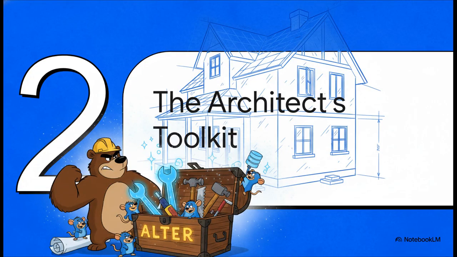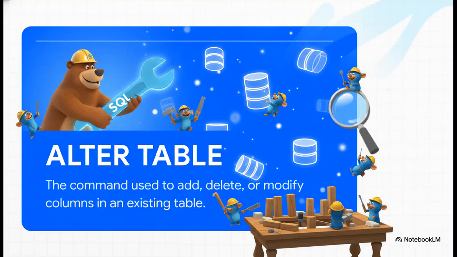No way. You don't demolish an entire house just to add a new window, right? You remodel. And Grizzy, well, he's a pretty smart bear. He's got a secret weapon for this, a toolbox, and it's labeled Alter. He knows he doesn't have to start over. He just needs the right tools for a renovation. And this right here is the star of the show.